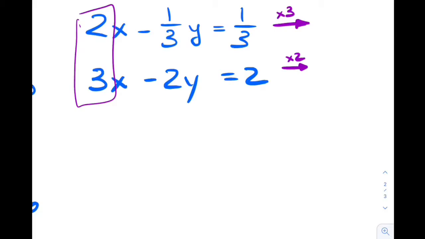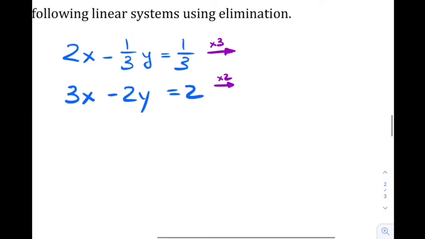of my x's. And that's a good choice because I know that when I multiply by 3, that's going to make this 1 over 3 times 3 to be 1. That's going to make this also to be 1, which is a nice whole number, and that's going to get rid of all of our fractions. So that's a good choice.